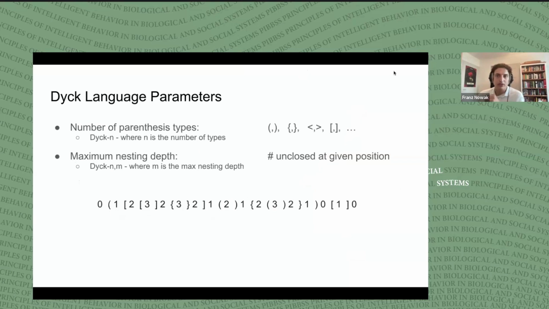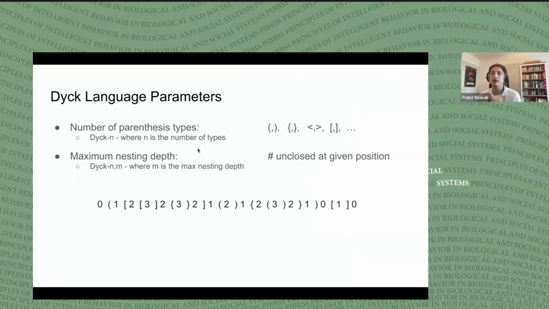In order to parameterize this language class, we have two things that we need to determine. The first one is how many types of parentheses do we actually want to allow? So n is the number of types. If we have one type, we just have the round parentheses, and then we can add arbitrarily many other ones.